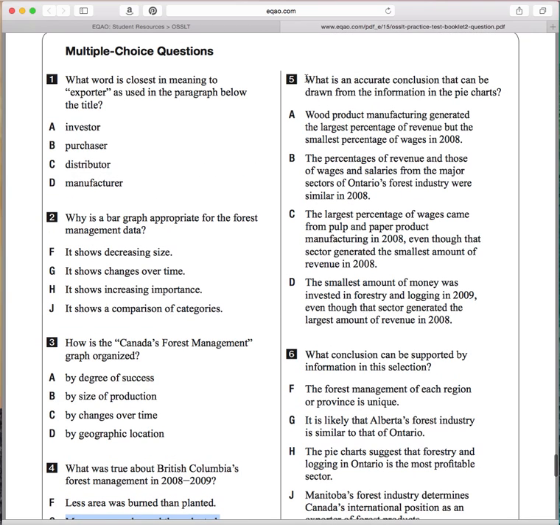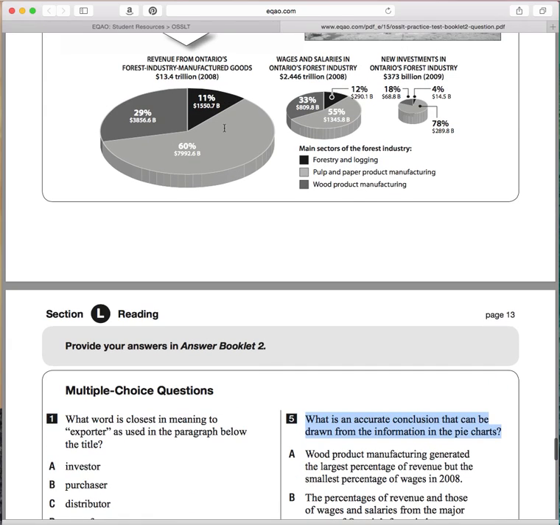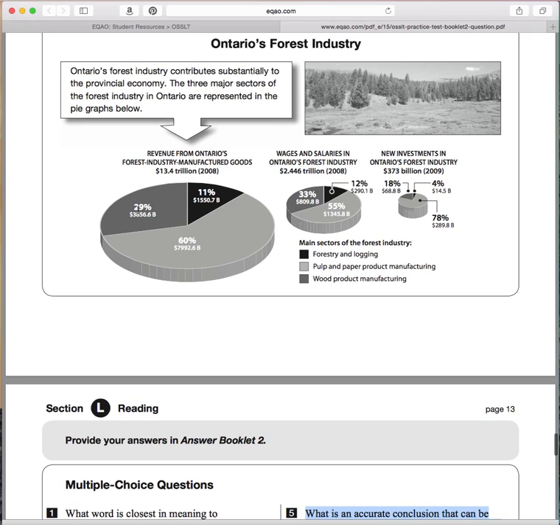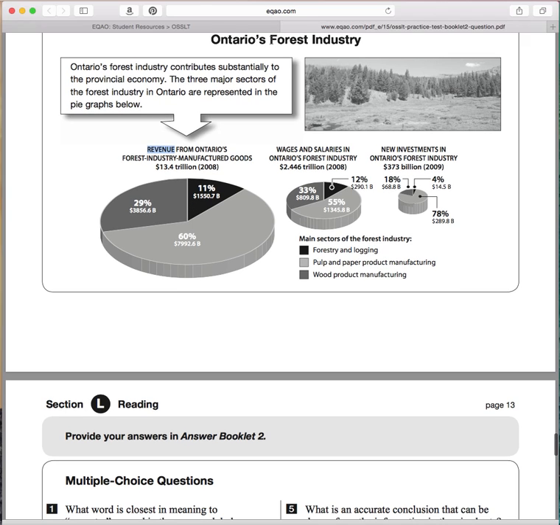Here, question number 5, and we're almost done the video. Stick with me. Question number 5, what is an accurate conclusion that can be drawn from the information in the pie charts? We see that these pie charts are tracking revenue from the different sectors of the forest industry. So within the forest industry, you have these 3 sectors.